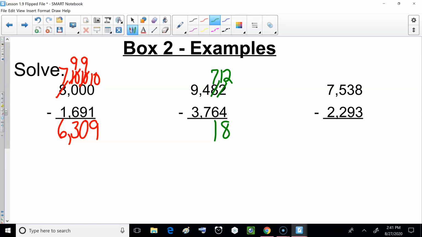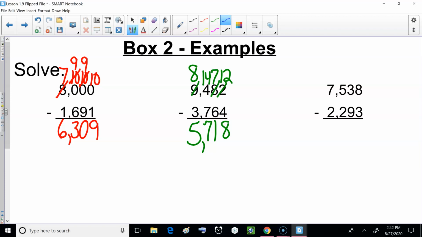4 minus 7. Wait, there's more on the floor. I need to go next door. So I need to check my 9. I'm going to change my 9. I'm changing 1,000. 1,000 gives me 10 hundreds, plus the 4 hundreds I have. So this would be 1,400. So 14 minus 7 is 7. And now 9,000 minus 3,000 is 6,000. So 9,482 minus 3,764 equals 5,718.